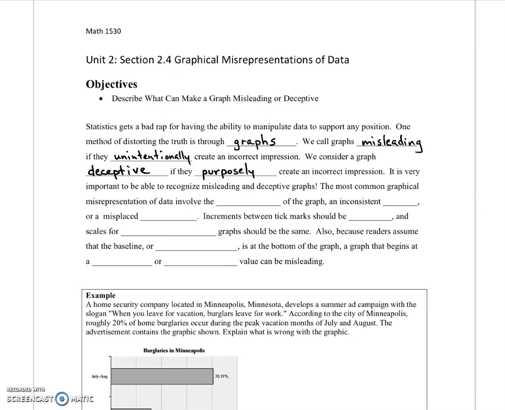So it's important to be able to recognize misleading and deceptive graphs. The most common graphical misrepresentation of data involve the scale of the graph. An inconsistent scale or a misplaced origin. And we'll talk about what all those things mean in a minute.